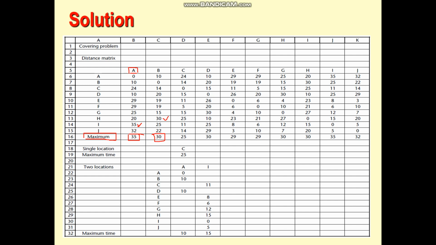So here we can see if we locate our facility in C, the longest time that the customers have to wait is the smallest, that is 25 minutes. So we will choose C to be our single location so that we can cover all the customers in the smallest time. And we have the single location is C and the maximum time is 25 minutes.